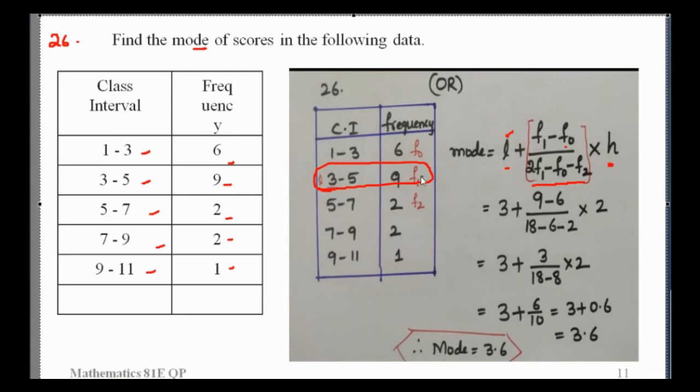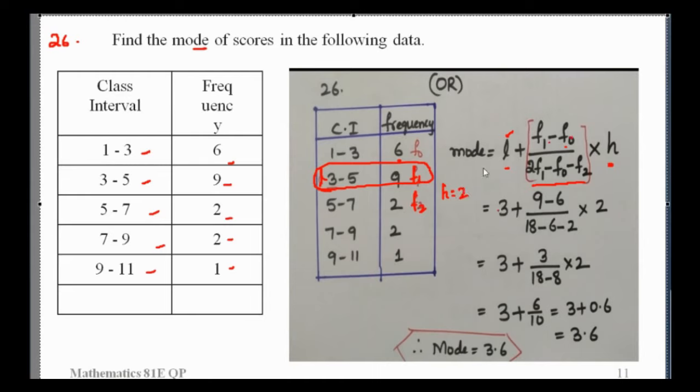Mode is the most repeated value. Here frequency 9 is the most repeated value, so this will be the modal class and L is 3. So the lower limit is 3, f1 is 9, f0 is 6 and f2 is 2. H is the difference between the class interval limits, which is nothing but 2. We'll replace these values in the formula.